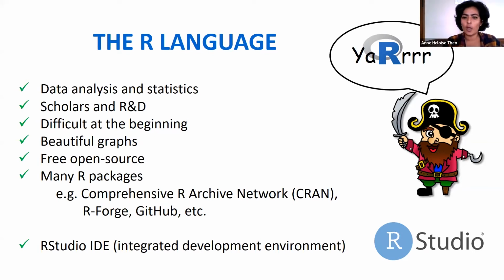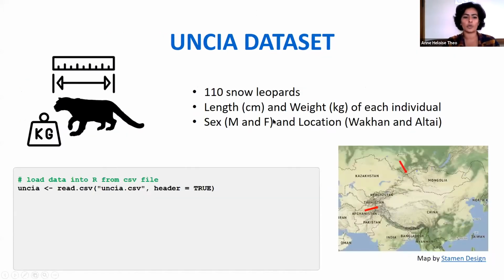Okay. Now we'll move on to measures of central tendency. Before we do that, I'll introduce you to the data set we'll be using the most during this course. This is a data set of snow leopards, which I call the uncia data set.